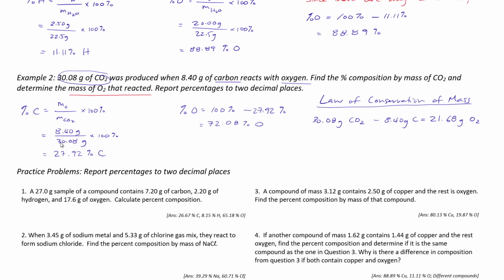So let's check to see that we've completed everything the question has asked for. 30.08 grams of carbon dioxide was produced when 8.40 grams of carbon reacts with oxygen. Find the percent composition by mass of carbon dioxide. Okay, I did that. I have my percent of carbon, my percent of oxygen, and then determine the mass of O2 that reacted. I found that out by using the law of conservation of mass and subtracting one of the masses of the elements from the mass of the product. And I was able to get the missing mass. So just to review this, if you take 8.40 grams of carbon and you add it to 21.68 grams of oxygen, you will in fact get 30.08 grams of carbon dioxide.